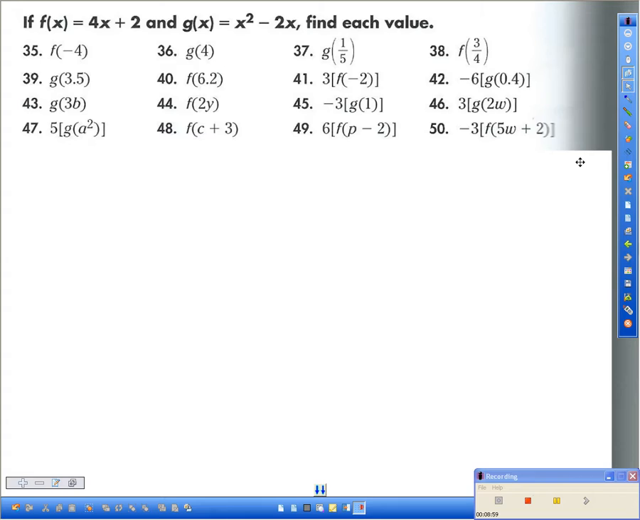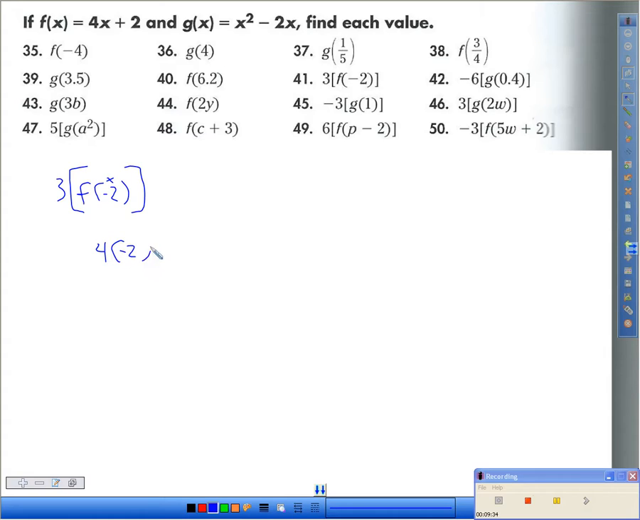Let's look at number 41. Well, on 41, now we have 3 times f of negative 2. So really the only difference here is that we're going to find the value of f of negative 2, and then whatever we get, we're going to multiply by 3. So we're going to take our function f, 4x plus 2, and we're going to take out the x, and we're going to put in negative 2 for x. So instead of 4x plus 2, now we have 4 times negative 2 plus 2. And then whatever we get when we simplify that expression, we're going to multiply by 3.